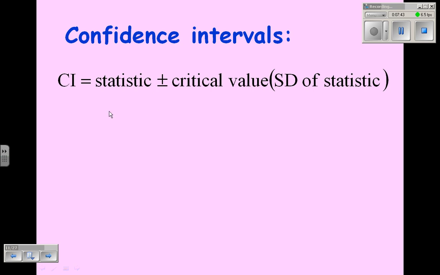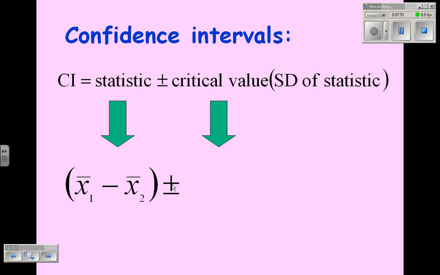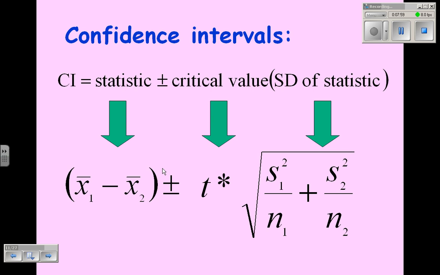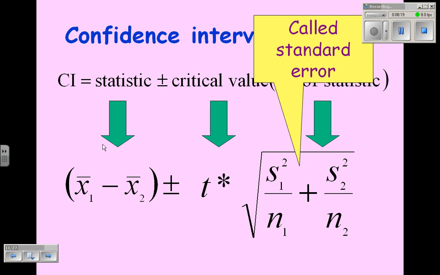Confidence intervals. Here's your formula for confidence intervals. The statistic will be the difference in the two x-bars, plus or minus the critical value, which is that exact same t star that we've been doing all along, times the standard deviation of the statistic. And here's the new formula. So we take the two separate standard deviations: s1 divided by the square root of n1, s2 divided by the square root of n2, and then you square both of them and you take the square root. Okay. And then remember that the part underneath the radical sign is called standard error.